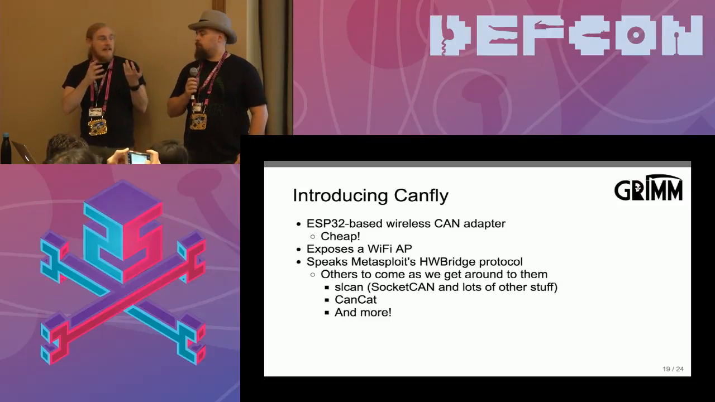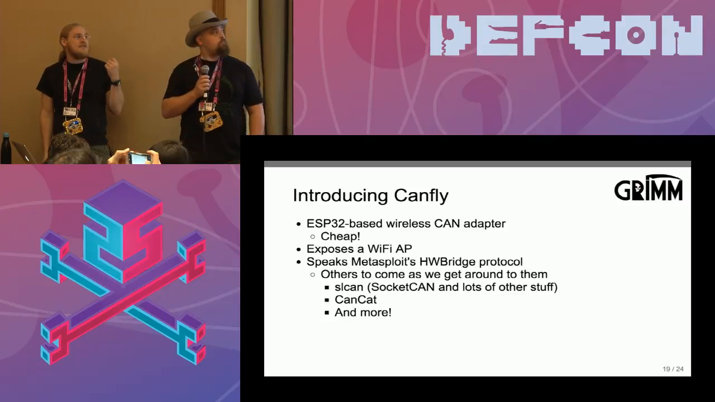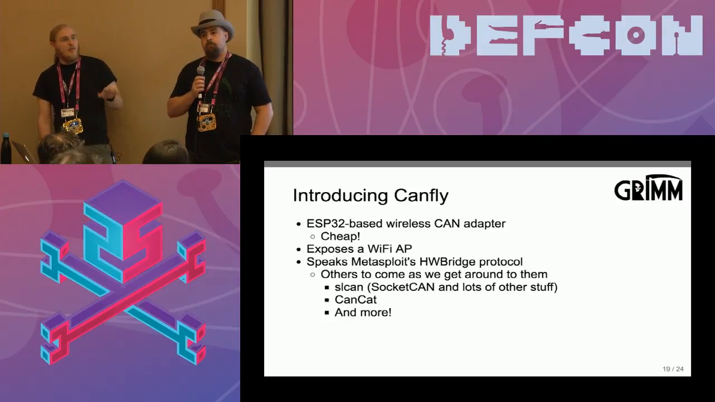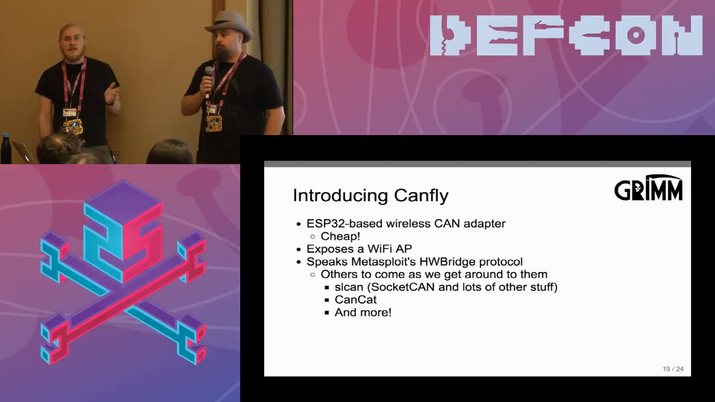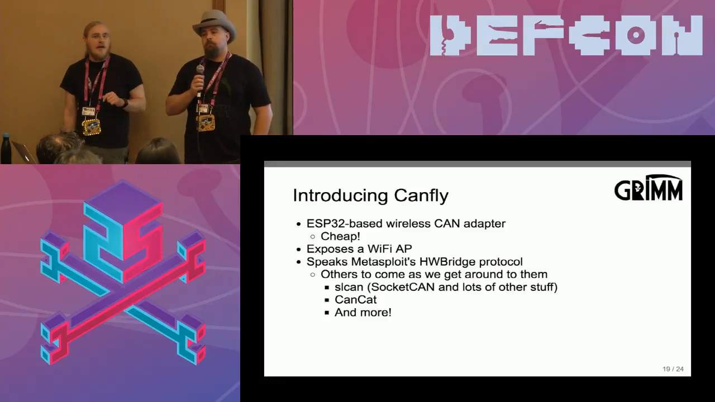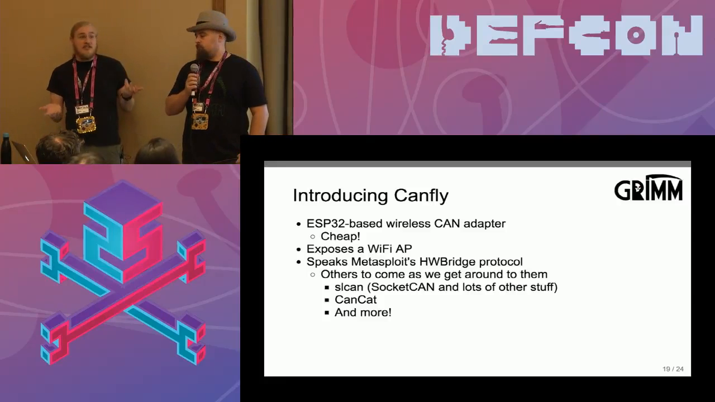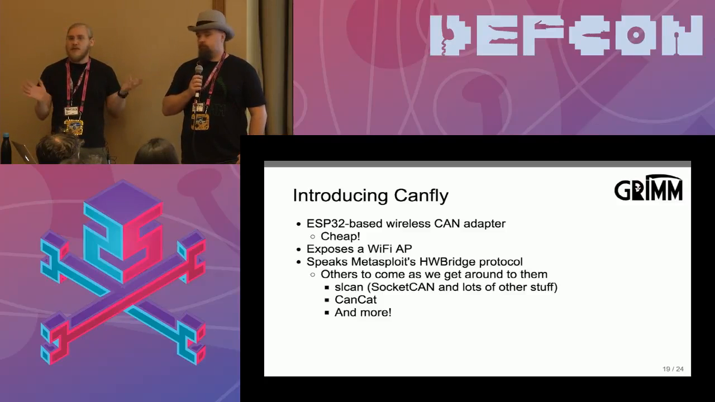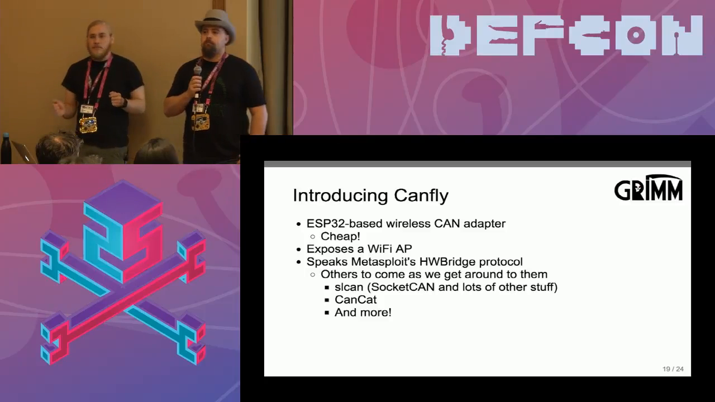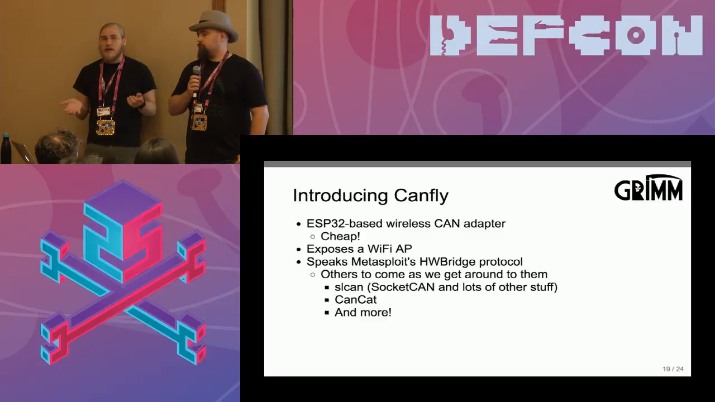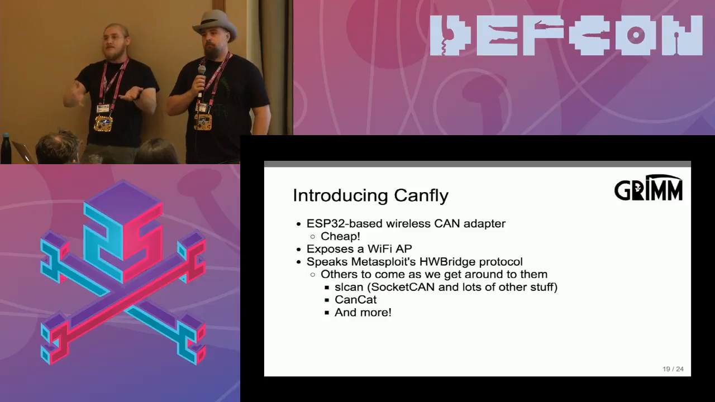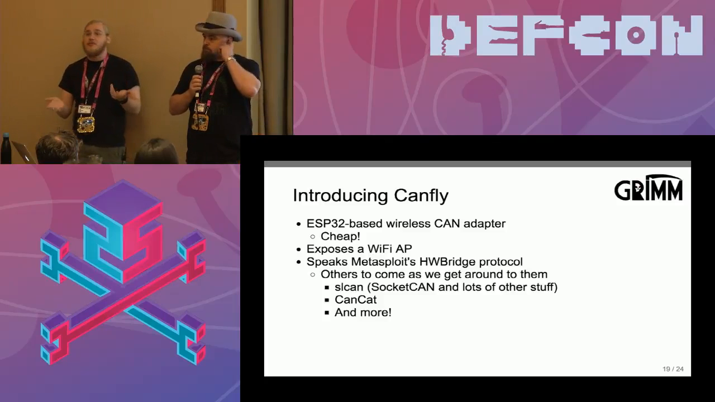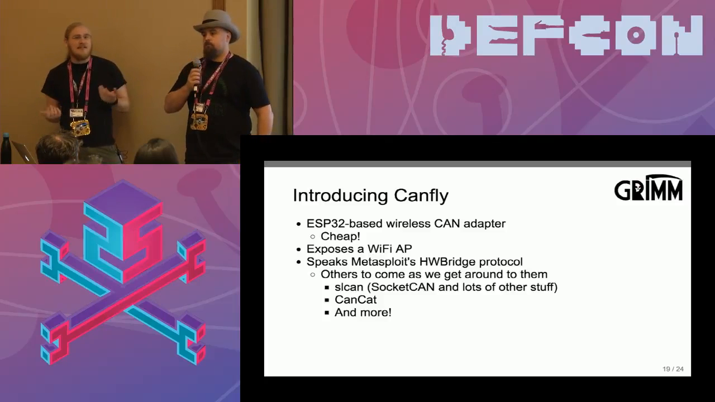It has 2 200 megahertz processors. It's a little bit of a weird architecture, but the tooling is a lot better than it was a few years ago. So you can actually run a modern GCC on it, which is great. No crappy proprietary compilers. The way the CanFly uses the hardware is it exposes a Wi-Fi access point, which you connect to. And then, at the moment, the only protocol it supports is the Metasploit hardware bridge, because that seemed like an interesting place to start.